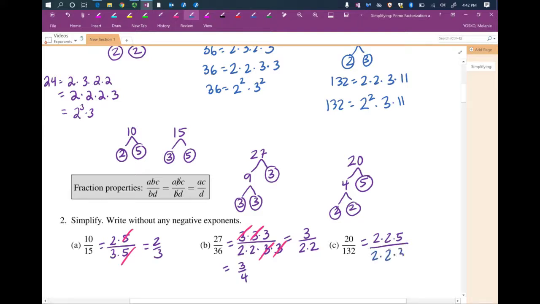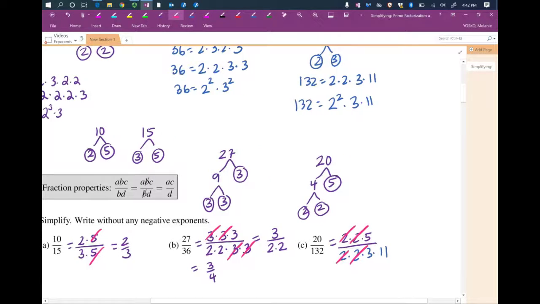So we get what? 2 times 2 times 3 times 11. Notice I have a 2 on top and there's a 2 on bottom. They cancel. I have a 2 on top and a 2 on bottom. They cancel. That's all they can cancel because nothing else is the same. So my numerator still has a 5 and the denominator has a 3 times 11. So we can write 5 over 33.